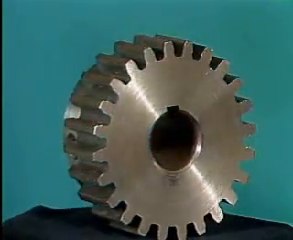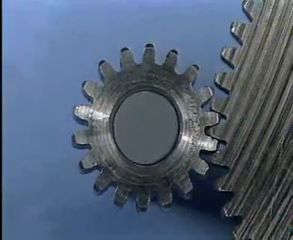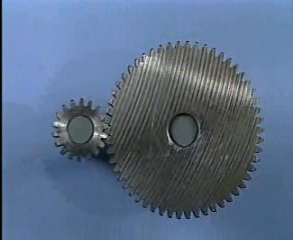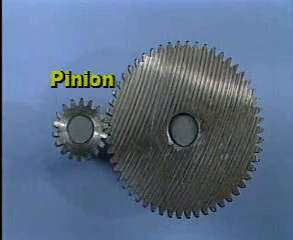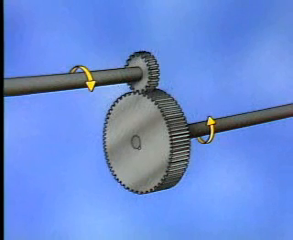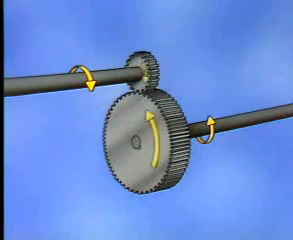This is a spur gear. Its gear teeth are machined or cut straight across. When two spur gears mesh to form a gear set, as shown here, the smaller spur gear is referred to as the pinion, and the larger gear as simply the gear. A spur gear set transmits power from one shaft to a parallel shaft and is widely used in situations in which speed and torque are relatively low. In this arrangement of gears, the pinion and gear rotate in opposite directions.